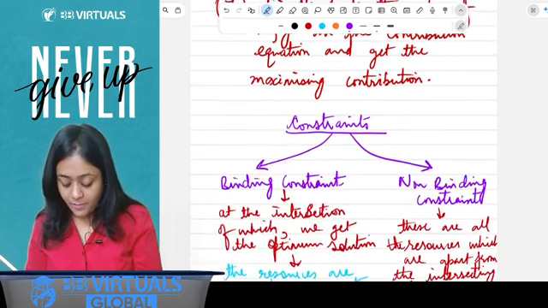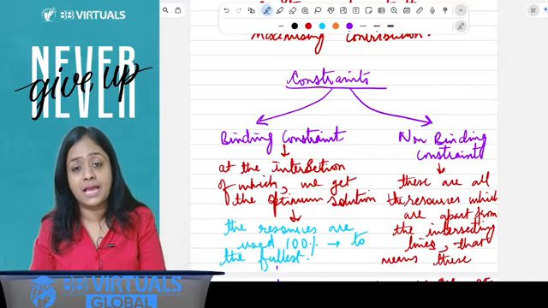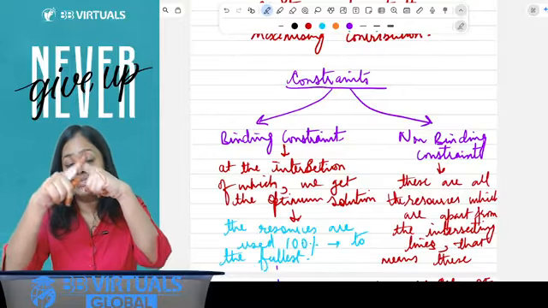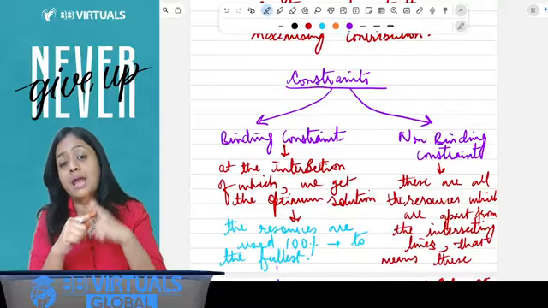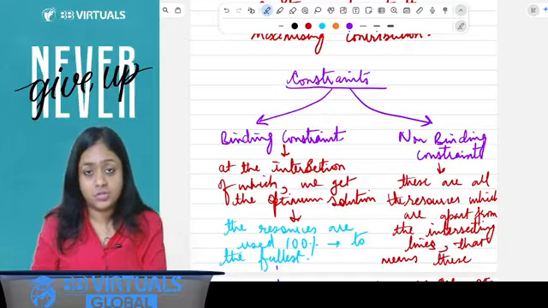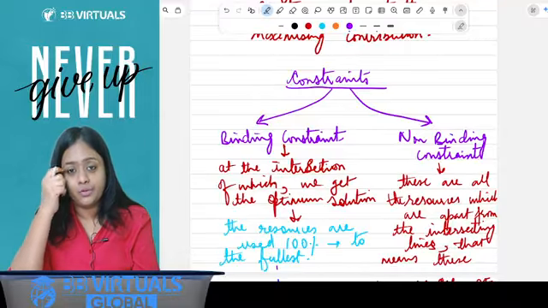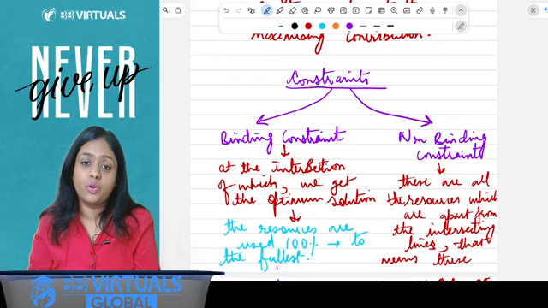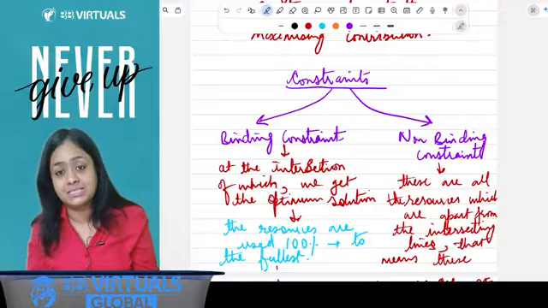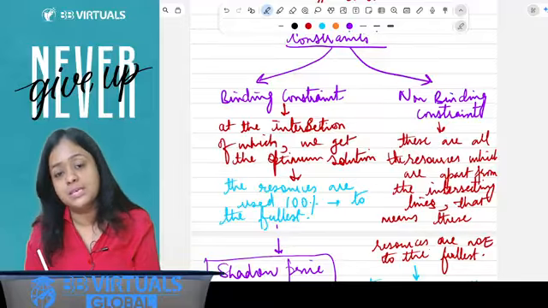Moving forward, constraints can be of two types, the terms that you'll be finding in the exam: binding constraint and non-binding constraint. What is a binding constraint? Those lines at the intersection of which we got the optimum solution are known as binding constraints. Why? Because the x and y values that we derived, we derived with the equal-to equation. So for these two equations, both sides will be equal. You will never have more hours, you will never have fewer hours. Both will be equal. So that means your resources are going to be 100% utilized.